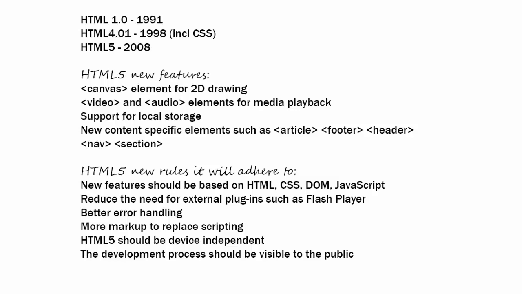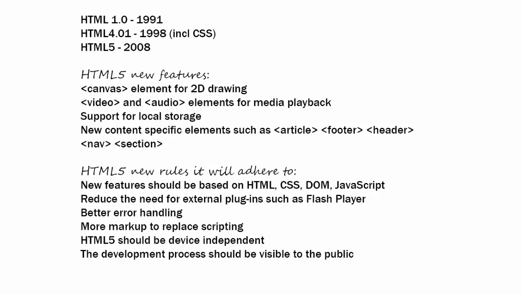This is the specification that will be worked on for the next decade at least, so the process of its development is relatively slow and considered. Many parts will be familiar, but there's also plenty of new elements, attributes, and abilities to get excited about. It contains new features such as Canvas, an element for two-dimensional drawing, video and audio elements for media playback, support for local storage, and new content-specific elements such as article, footer, header, navigation, and section.